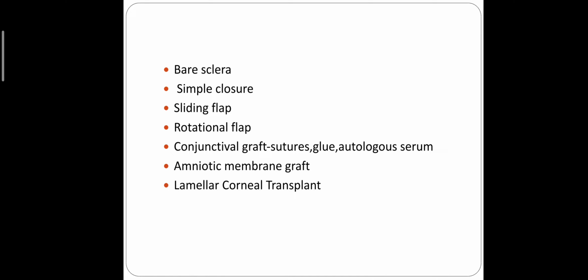You just allow the blood to stay there, which acts as an autologous serum, and just put the graft in that. Because of its adhesion properties, it will get attached to it. So the most common technique nowadays that we are using is conjunctival limbal autograft without any sutures and glue. The other graft, other than conjunctiva, that we can use is amniotic membrane graft.